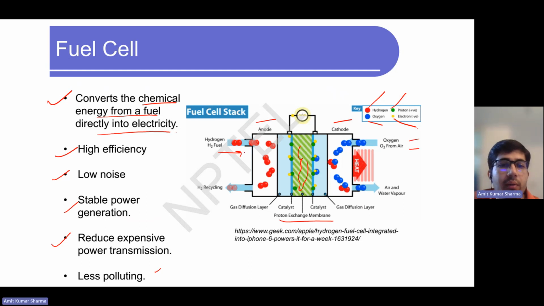Here you can see there is a gas diffusion layer and a catalyst, and on the other side also a gas diffusion layer. This membrane will pass the hydrogen ion, and the electron will go through the outer circuit, and we get the electrical output. Here the hydrogen ions will combine with the oxygen ions and form water vapor, and the reaction will also release heat.